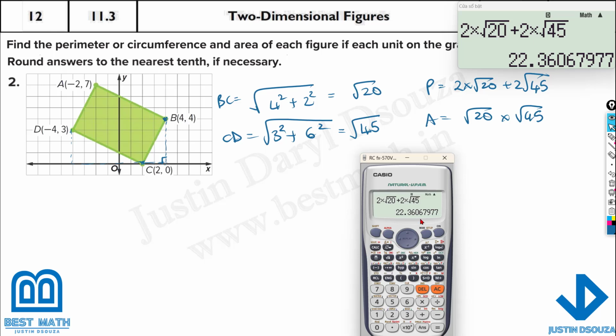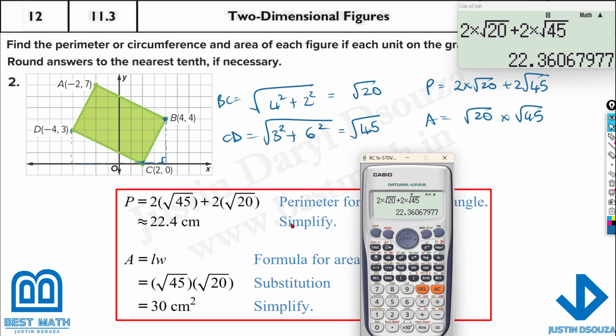And the answer is 20.4, 22.4. 36 makes it 4. Let's check the perimeter first. Here it is 20.4 to the nearest tenth. What about the area? You just have to multiply it, square root 20 times square root 45. This is it. The answer is 30. It's 30 centimeters squared. So choose the answers with the correct options and the units as well.